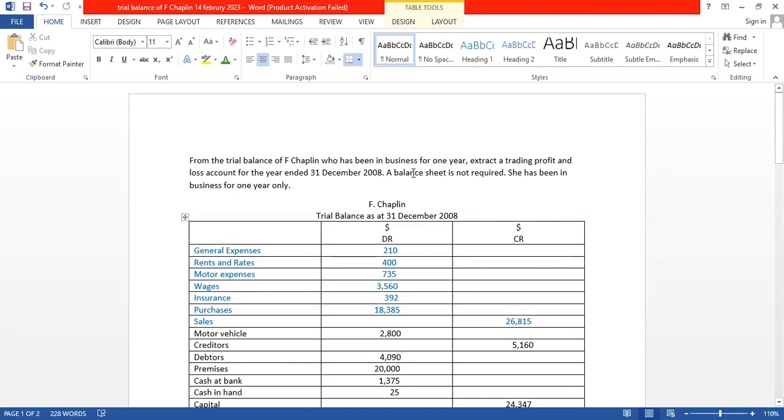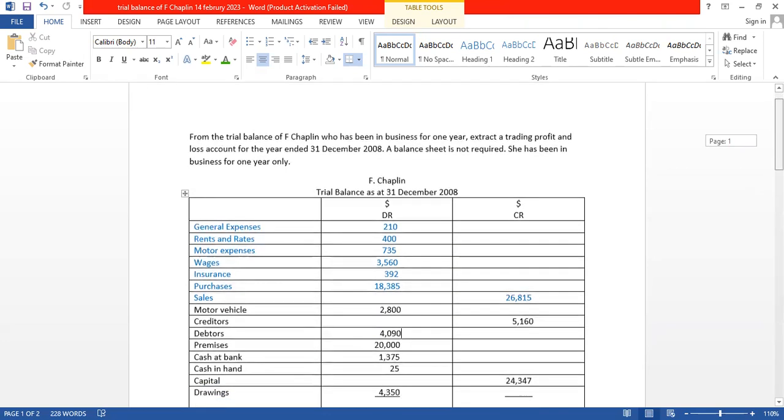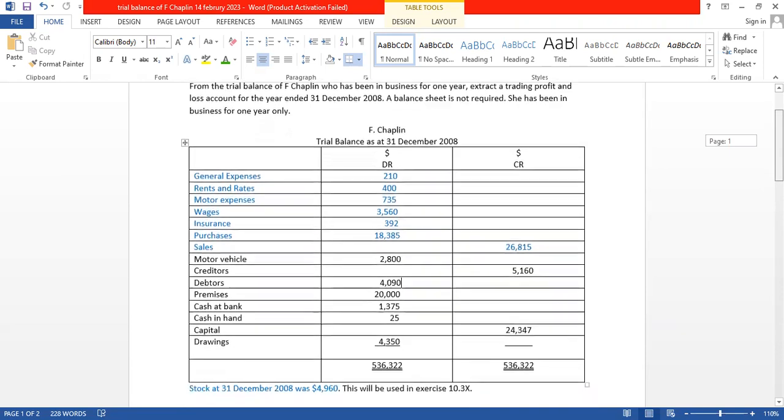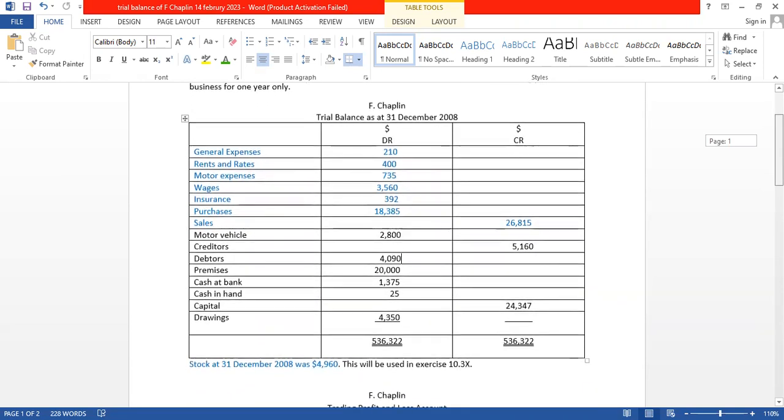And so even though the question says a balance sheet is not required, I would go ahead and show you how to do the balance sheet nonetheless. Let's look at the trial balance that we had received. It's already prepared and it's for a period of 1 year. Now, here we have debit and credit on the trial balance, as we know.